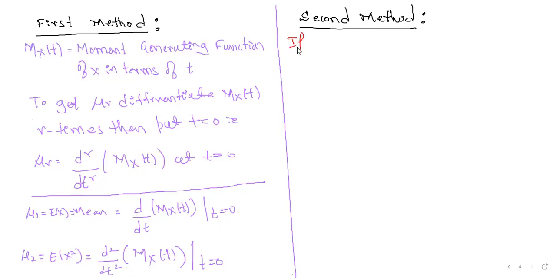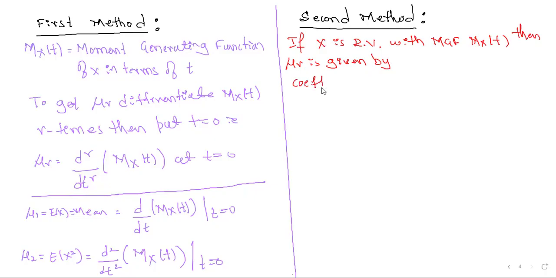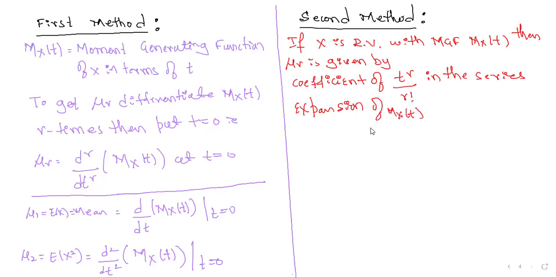Okay. So if x is a random variable with moment generating function M_X(t), then mu_r is given by the coefficient of t^r divided by r factorial in the series expansion of M_X(t). What is the meaning of this?